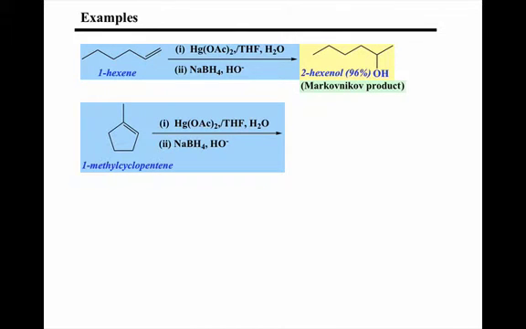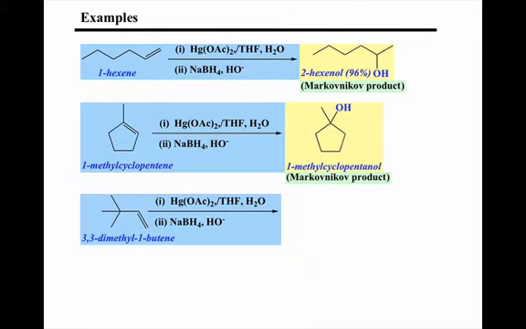What do you think the product's going to be for this one? Where's the OH going to go and where's the hydrogen going to go? What do you think, Jamie? OH will go on the one that has the methyl group. Okay. And the hydrogen will go here? Yep. You'll get 1-methylcyclopentanol out of that reaction. Is that Markovnikov or anti-Markovnikov? That's a Markovnikov product again, essentially in quantitative yield.